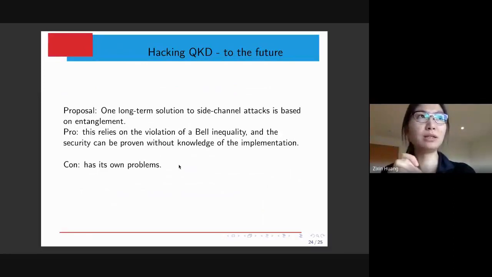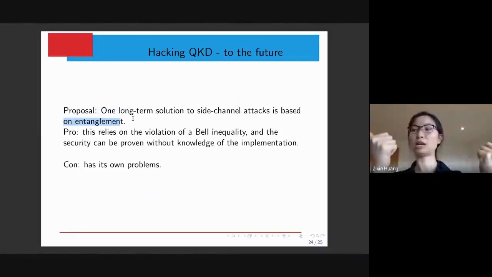So all of these methods that I've described are called side channel attacks because Eve is targeting something that we haven't considered in the security proof. So one of the long-term solutions to side channel attacks is based on entanglement. So here you want to distribute entanglement between Alice and Bob.